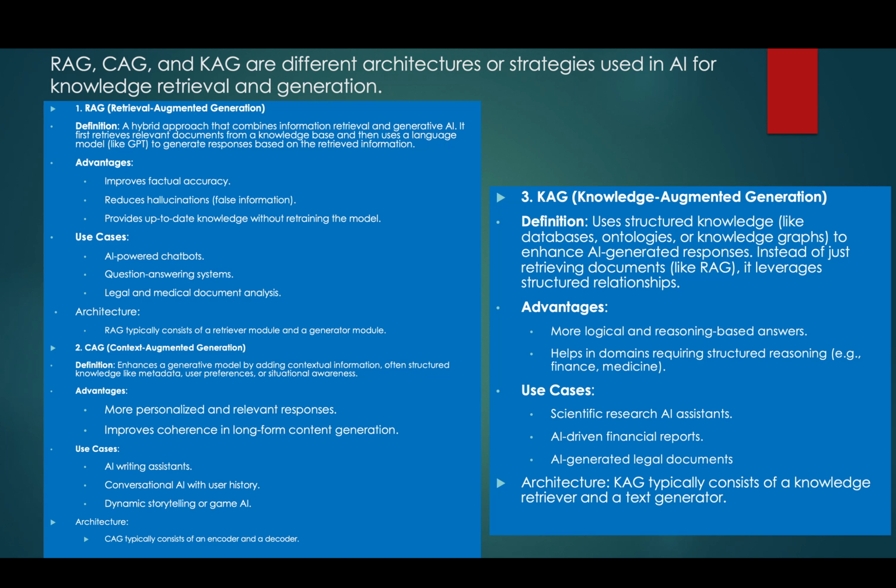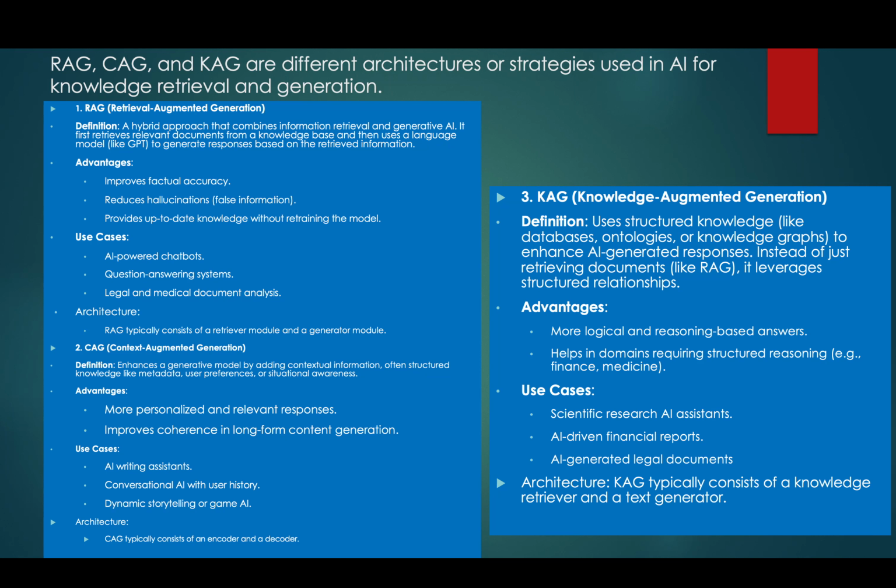So today I will be talking about the difference between RAG, CAG, and KAG. RAG, CAG, and KAG are different architectures or strategies used in AI for knowledge retrieval and generation.